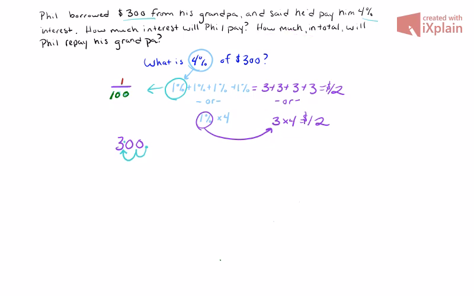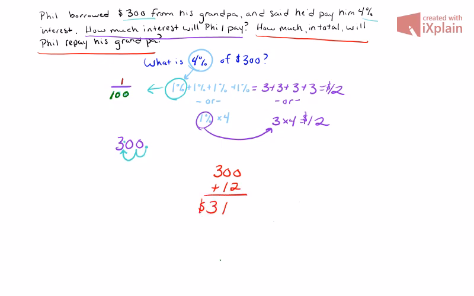Oops, sorry, that's not where I meant to highlight. Here, the first question. Now we need to figure out how much in total will Phil repay his grandfather. And that's actually a nicer problem to answer, because we know that he has to repay the full $300 plus the $12 interest. So Phil is going to pay his grandfather a grand total of $312.